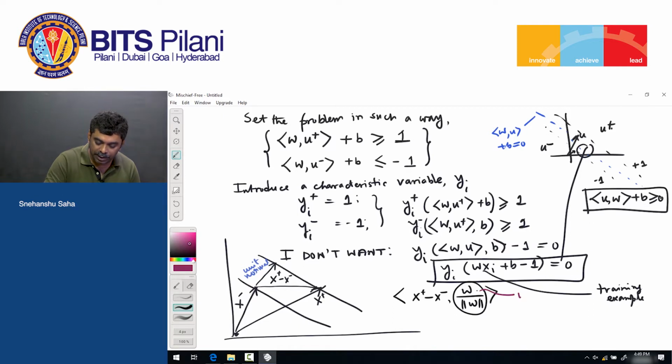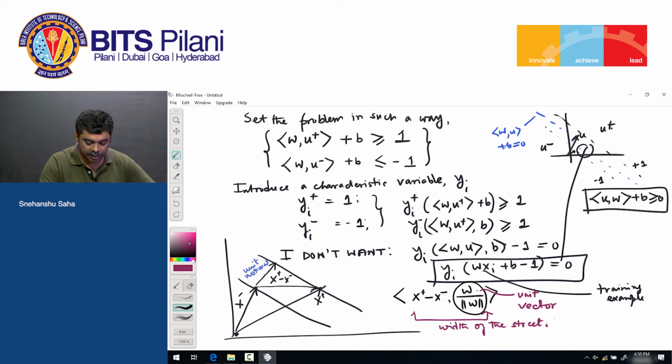So this is nothing but the unit vector. Okay, all right. So now if you really think about it, this is nothing but the width of the street, isn't it? This is nothing but the width of the street. So this is the width that we are supposed to optimize. So this now boils down to an optimization problem.